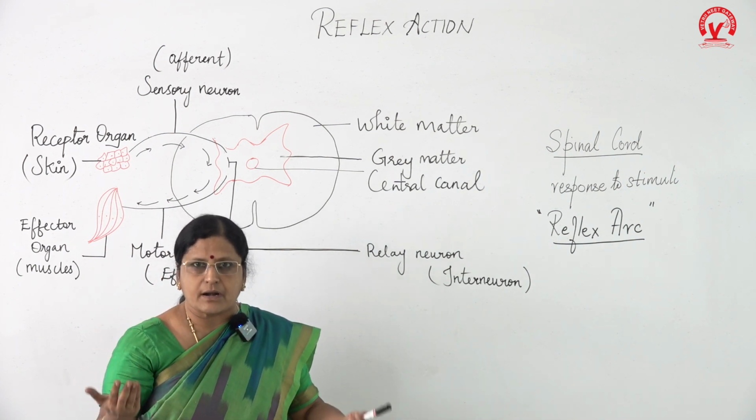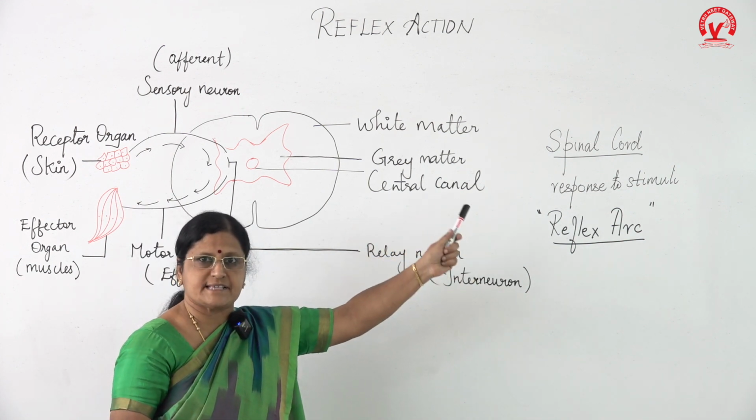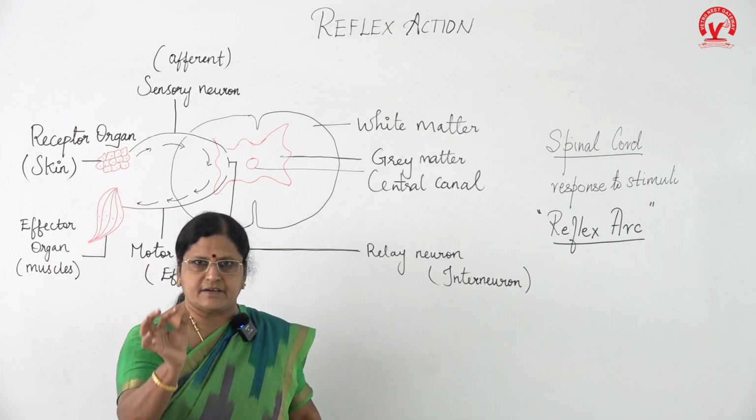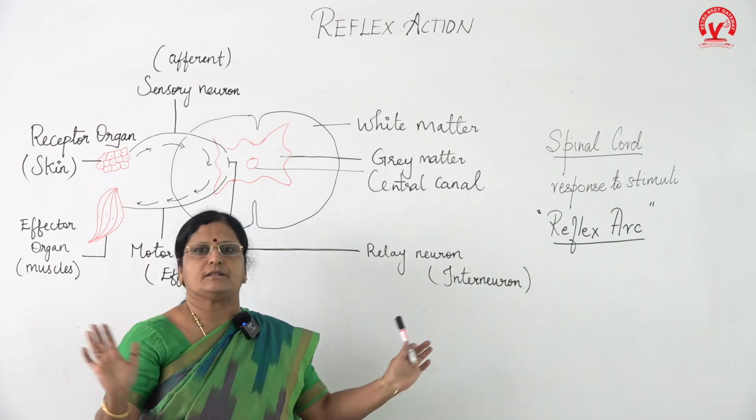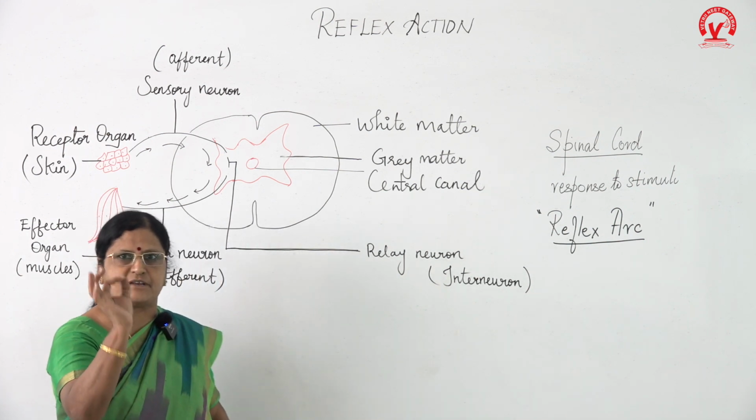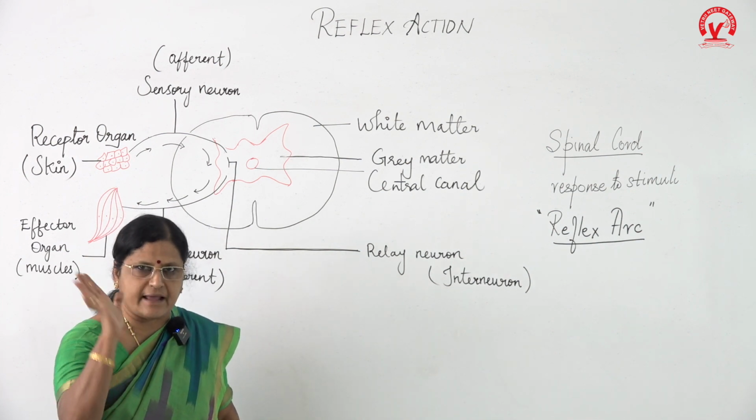Which is the organ that carries out the response to stimuli, or reflex action? It is nothing but our spinal cord, the part of the central nervous system called the spinal cord. Now we are going to see how this reflex action is carried out.